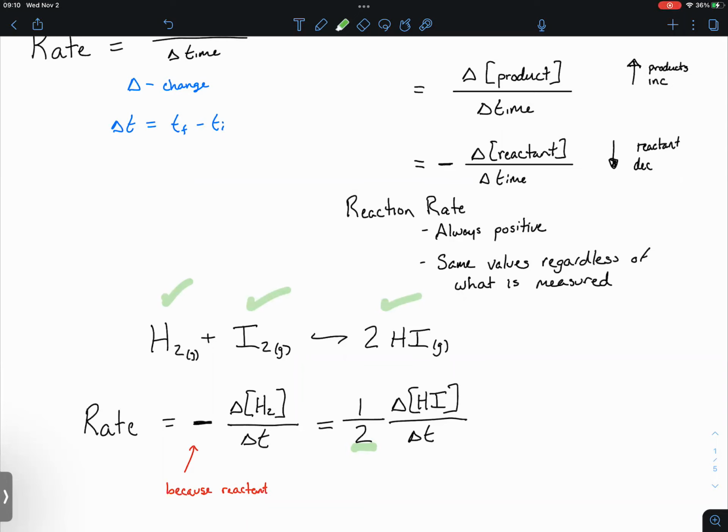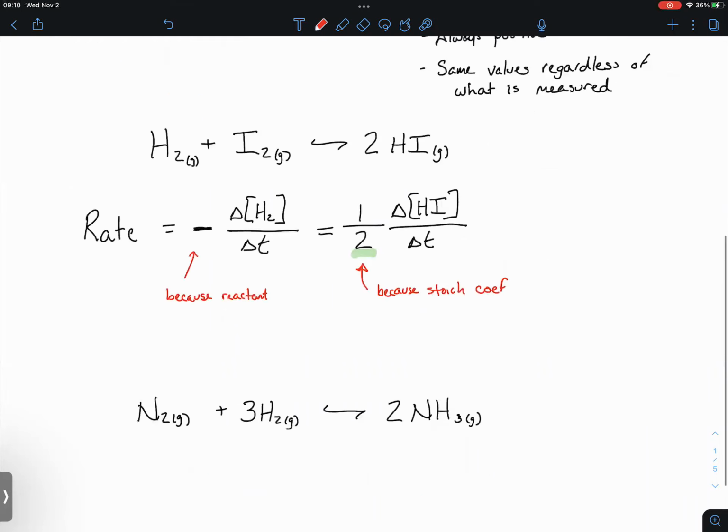And again, if it's a reactant, you have to multiply your expression by -1. Or if it has a stoichiometric coefficient, you have to make sure to divide by that stoichiometric coefficient so that all of your reaction rates are the same, regardless of what species you're watching in your chemical equation.